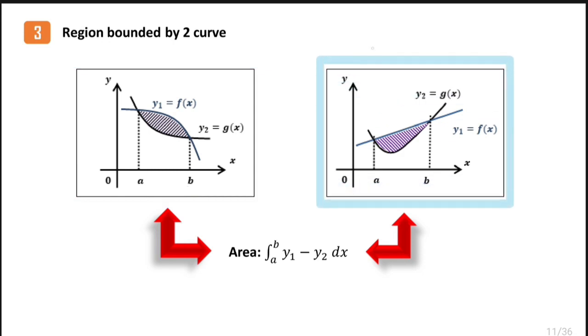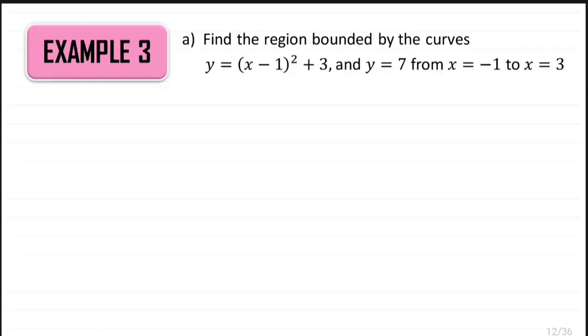Second region, same. We take y1 minus y2 since the line is above, y2. So y1 minus y2. We look at the region. We go to example 3a. Find the region bounded by the curve y equals (x minus 1) squared plus 3 and y equals 7 from x equals -1 to x equals 3.